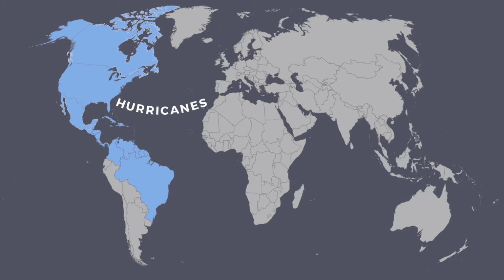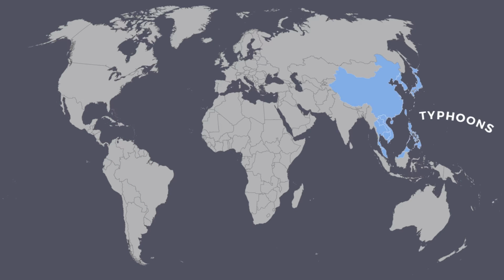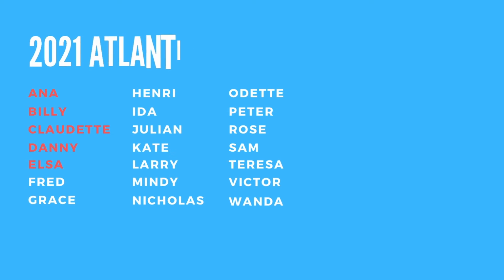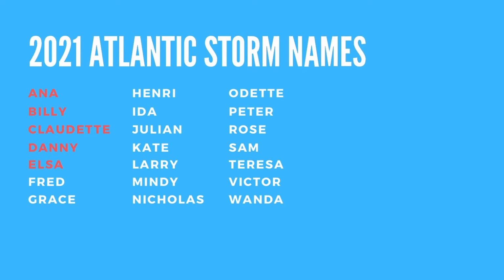Different parts of the world have different names for tropical cyclones. In the Western Hemisphere, they're known as hurricanes. In Eastern and Southeastern Asia, they're called typhoons, and in the Southern Hemisphere, Southern and Western Asia, they're referred to as cyclones. Tropical cyclones around the world are given names to track them.